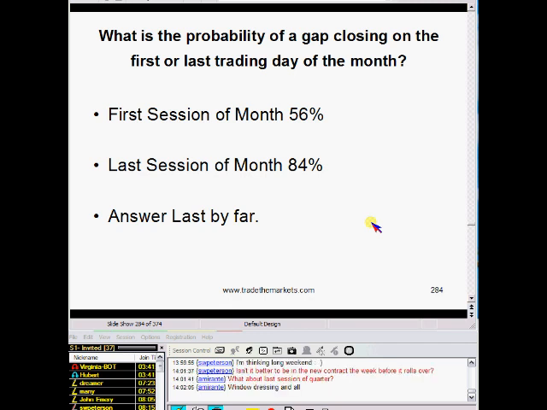Is it better to be in the new contract the week before it rolls over? Yeah, there's an easy way to do that. Put your quote screen up, quote the old contract and the new one. Whenever the new one starts taking more volume than the old one, just roll over to it. That's all you got to do. Window dressing and all, I don't know. I'll have to do the raw data on it and see what the statistics tell me.